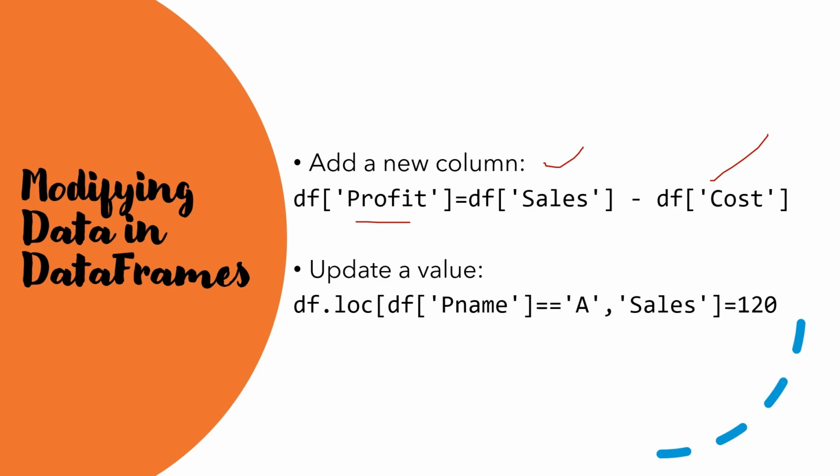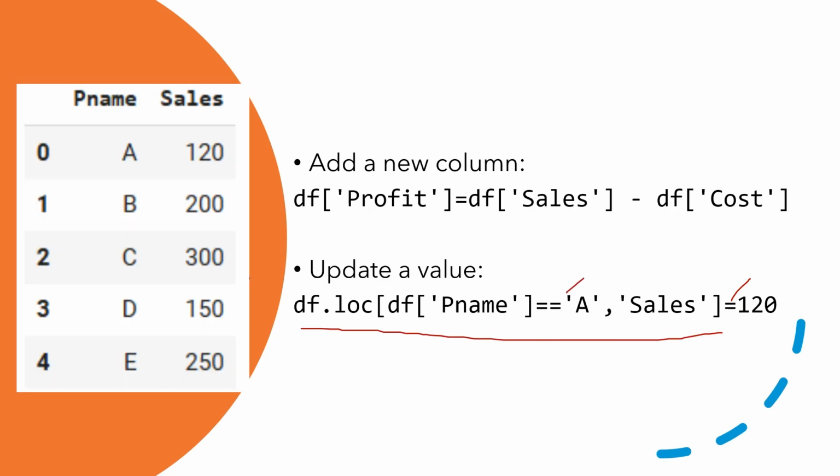Instead of this, without doing any calculations also, you can simply assign a list or a series to a new column name. This also will create a new column. Coming to updating a value, you can update values of an existing column by using the assignment operator. By executing this code, for the product name A, the sales will be updated to 120.